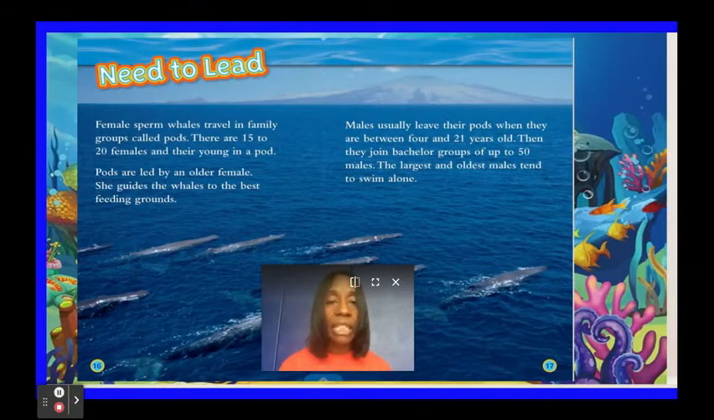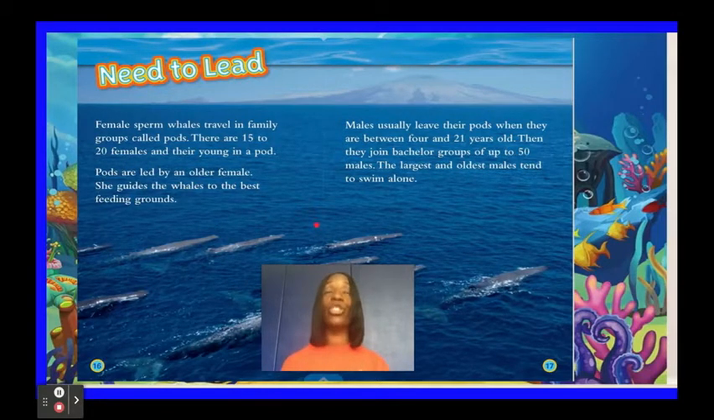Males usually leave their pods when they are between 4 and 21 years old. Then they join a bachelor group of up to 50 males. The largest and the oldest males tend to swim alone. So now, scholars, we're going to turn to the next part that's in our table of contents, and it has what do we call a heading?